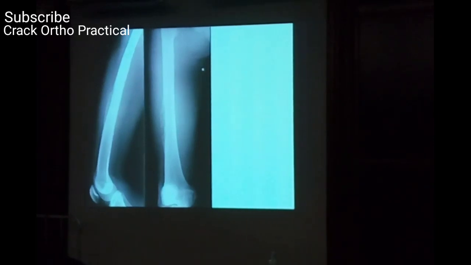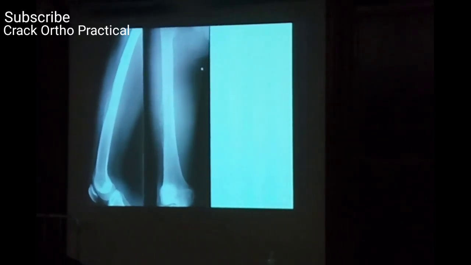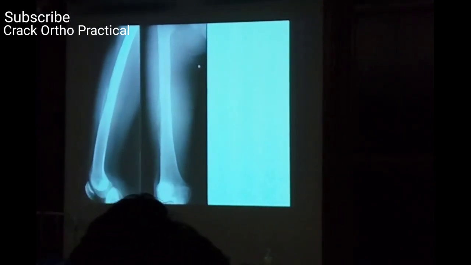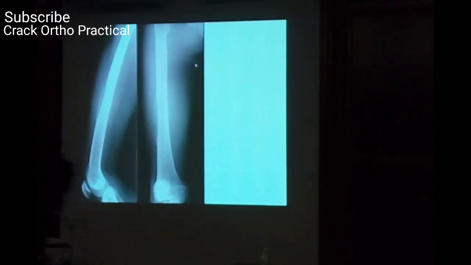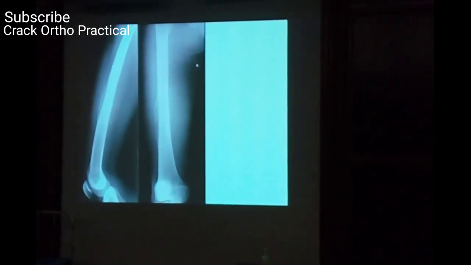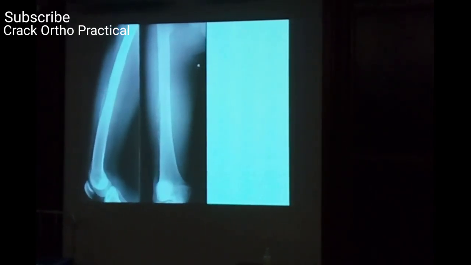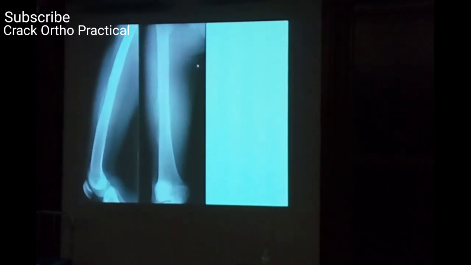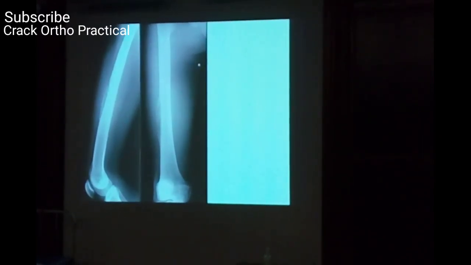This is a plain X-ray AP and lateral view of thigh. There is a lytic lesion in the diaphysis. You want that pointer?